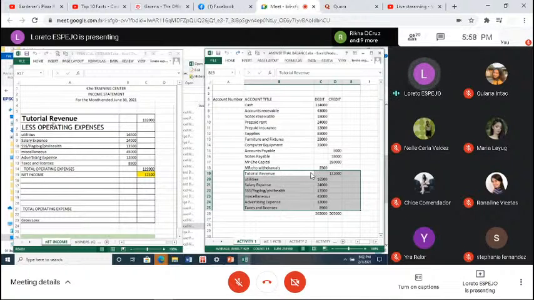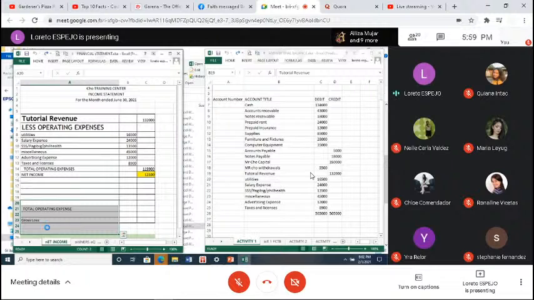Revenue, tutorial revenue, 132,000, less operating expenses: utilities, salaries, SSS, miscellaneous, advertising, taxes. So, i-total mo yan. That will be your total operating expenses. So, revenue less expenses. So, 132,000 minus 119,900, then that will be your net income. O, di ba? As simple as that. Ang dali, di ba?